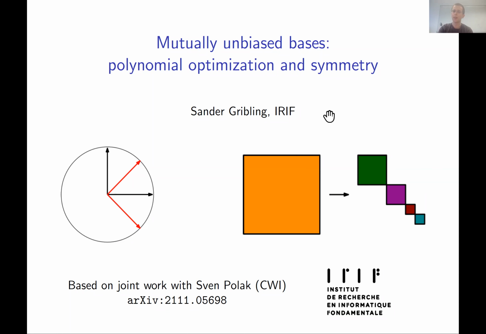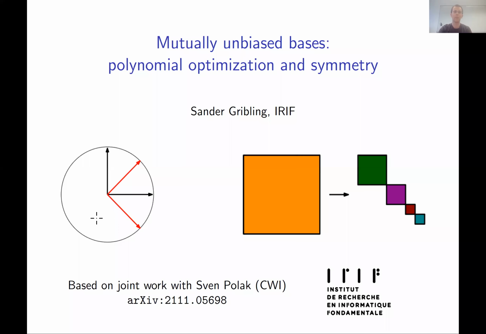So this talk is based on joint work with Sven Polak, who's currently at CWI, even physically, and he's also in the audience. You can find it also here on arXiv if you're interested to know more details. Okay, so the first part of the talk will basically be about mutually unbiased bases and what is known. And the second part will be about symmetry reduction and our contributions.